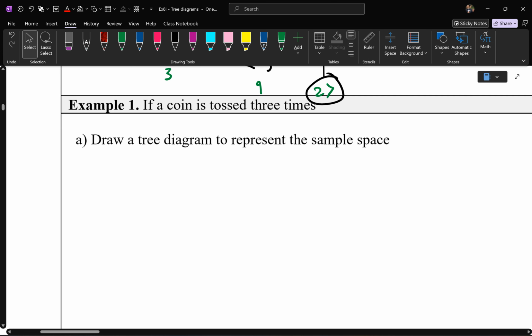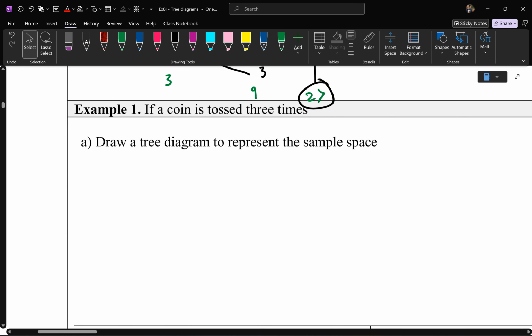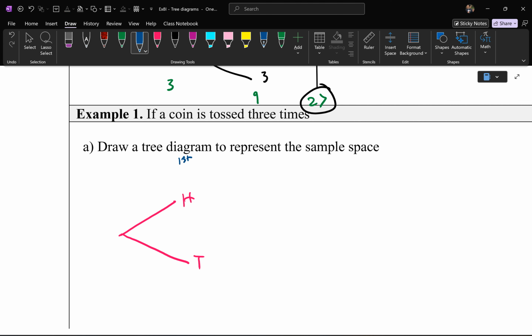So again, if I flipped it once, you would have said chance of getting tails is half, right? But now I'm asking, what if you had a coin and you flipped it 3 times? Well, this is what you're going to get. First go. How many options do you have? Heads or tails. So you write heads or tails. That's your first go. Now notice the pattern again. There's 2 options for the first go. If you flip it the second time, you could get another 2 options.